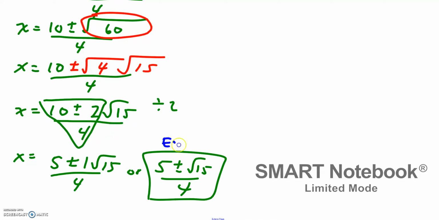Now this answer again is in quote-unquote exact form. If you would like to find the decimal answers, you definitely could. You could do 5 plus root 15, enter, divided by 4, and you would get 2.22. And then if you did 5 minus the square root of 15, enter, divided by 4, you get 0.282. So it is possible to get the decimals as well. This is especially helpful for when we're graphing quadratics.